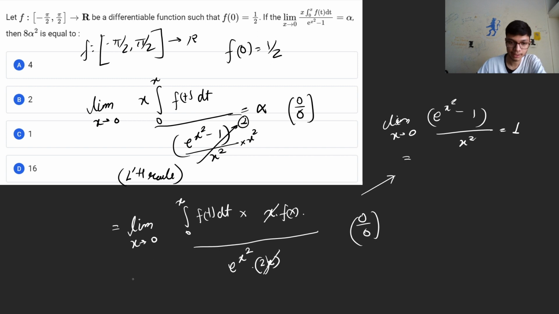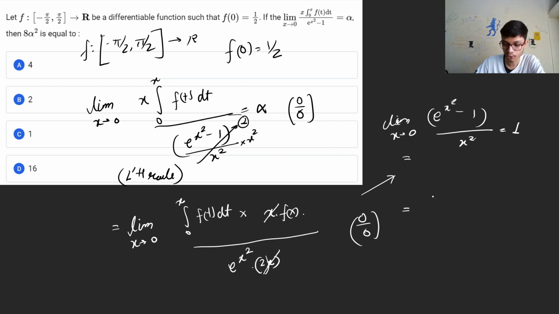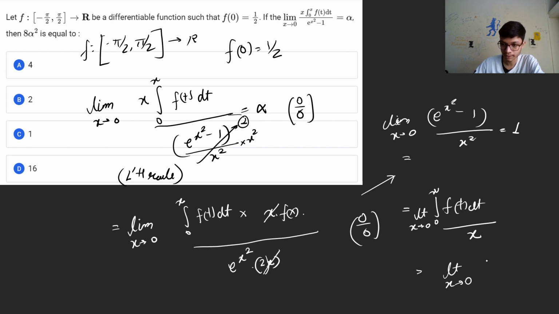If you do that particular manipulation, the LH rule will give me a different result, and that result is going to be of the form limit x tending to 0, and the numerator part is going to be the integral 0 to x f of t dt, whole divided by x. Then again if I apply the LH rule, because it is again going to be 0 by 0 form, this particular value is going to be f of x divided by 1.